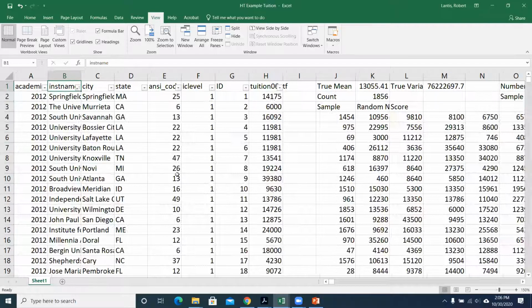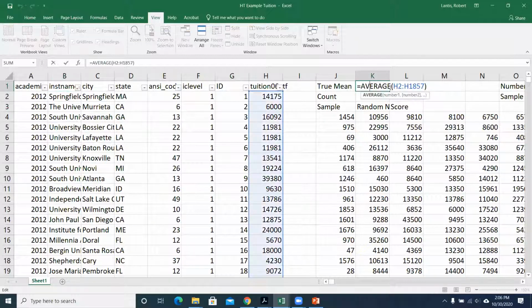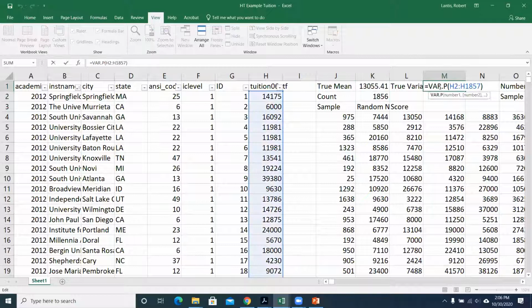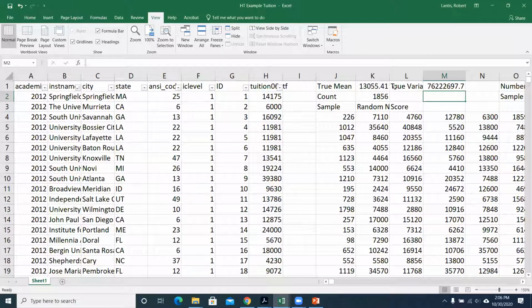There we go. So here's all my data now. This is population data. I have every university in 2012 here. So I can calculate the true population mean using that average function, and the true population variance, VAR.P, of that tuition variable.